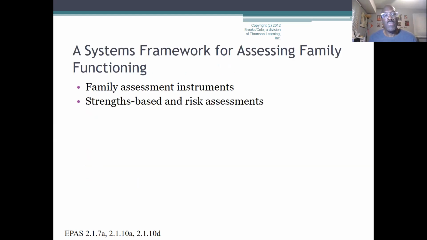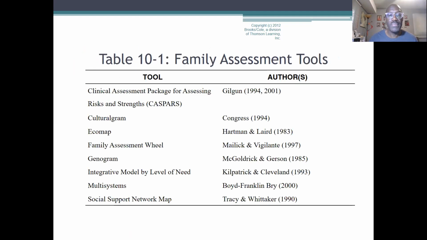We also need to recognize and understand that in order to do a good job assessing families, there are a number of different instruments that we can utilize. These instruments have been thoroughly researched over the years and have proven to be effective. Some of them are strength-based and some of them are risk assessments. And as we assess family functioning, we need to place a high degree of importance on the cultural differences that might exist within those particular families.